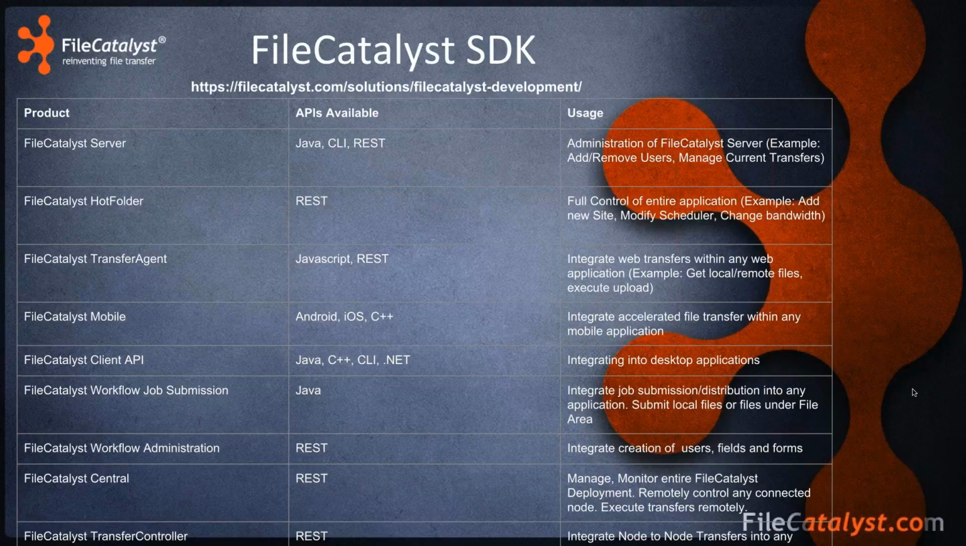You make a call to the Transfer Controller and say, move this file from location A to location B, and the Transfer Controller will establish the connection to the server, perform the upload to the server, then establish a connection with location B and download the files from the server to location B. So it takes care of all of that for you.